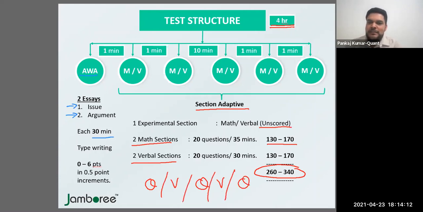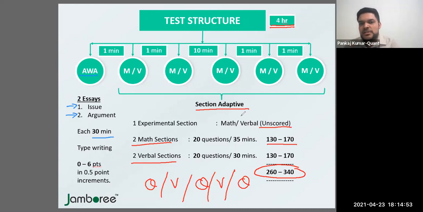Now, when I'm saying section adaptive, that means each quant section you're going to get in future is based on the performance of the previous quant section. Performance of this quant section is going to relate to this next quant section. And similarly, if you're getting a third quant section also, that is going to be based on the previous performance. So what I'm trying to understand is, if you're not going to do well here, what are the chances? Is it going to affect your score? Each and everything matters a lot.